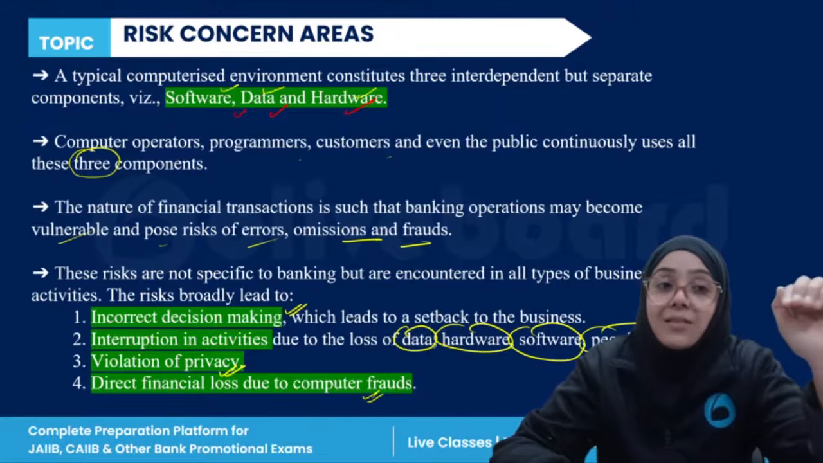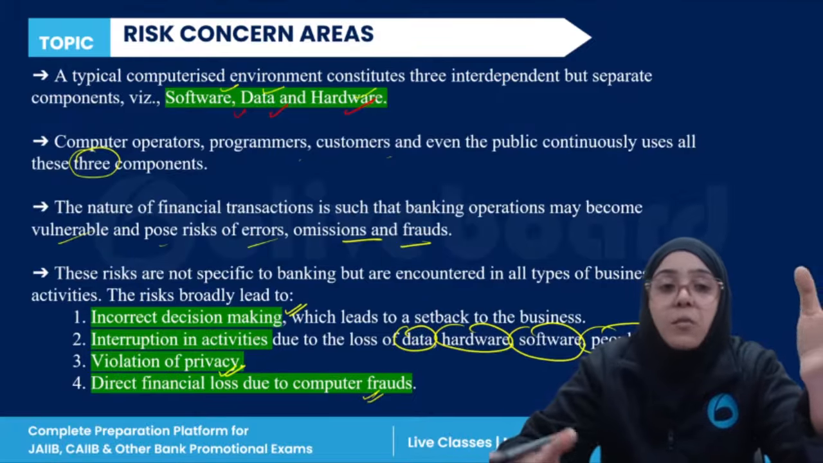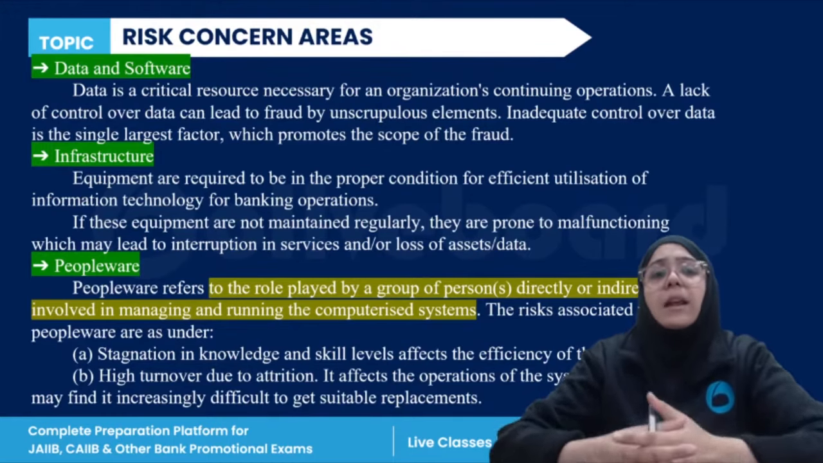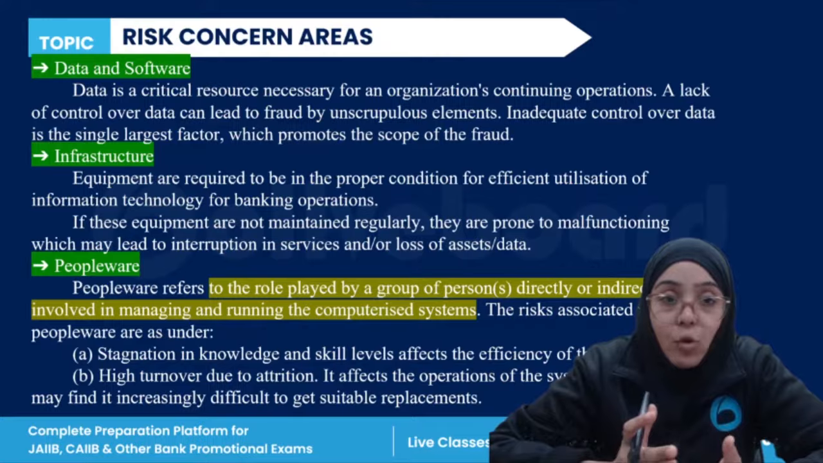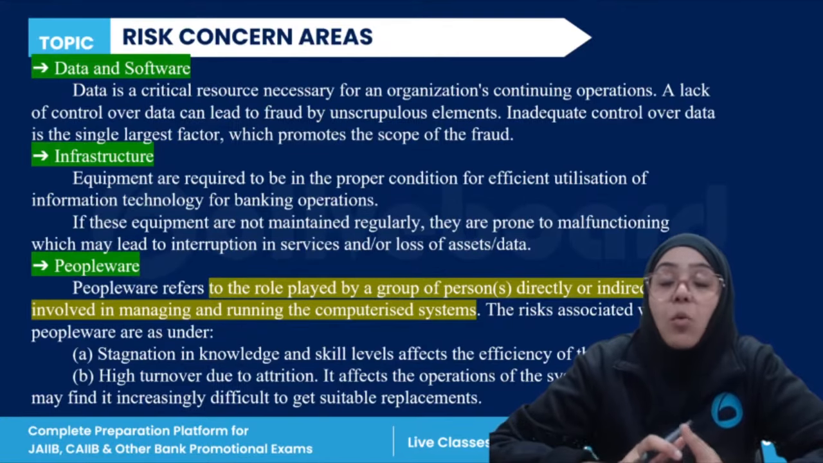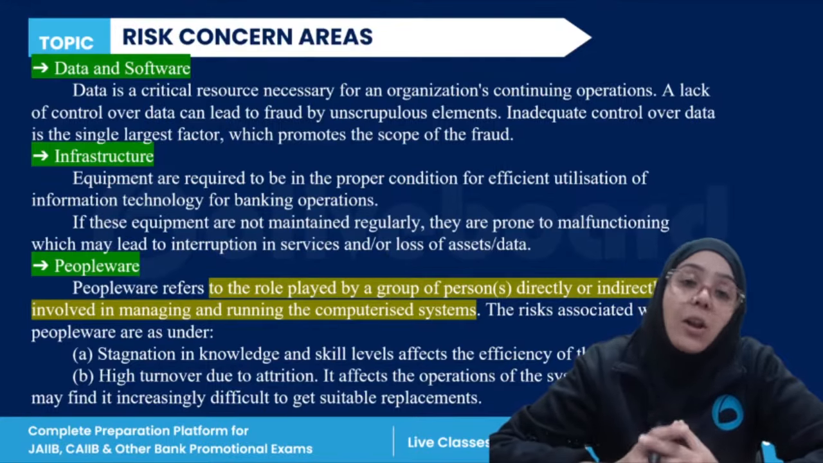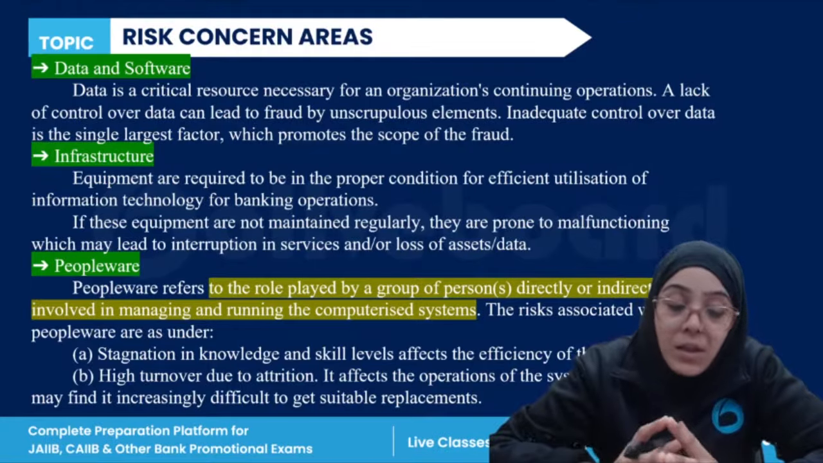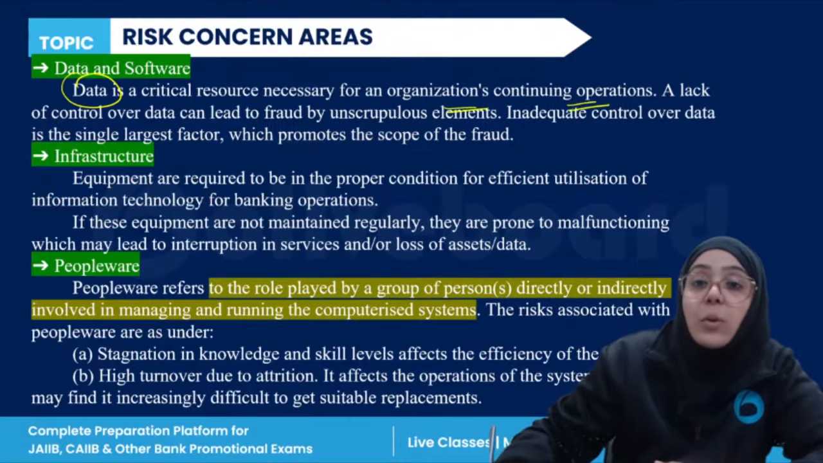These are the risk concerning areas in the banking environment, right? Or in any environment where software, data, and hardware are used. Clear? Now, if we talk about data and software, data is a very critical source for any organization. If you are in the banking industry or any business activity, data is what it is all about, right? Data is the most important resource for you all.